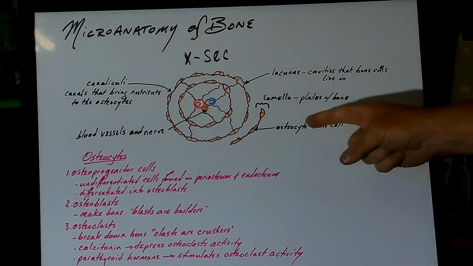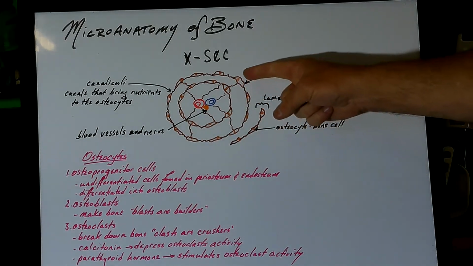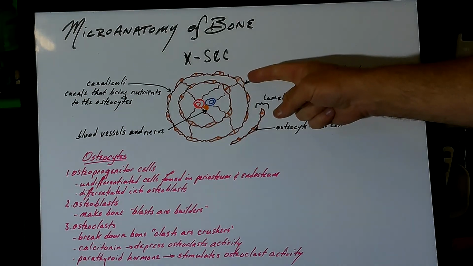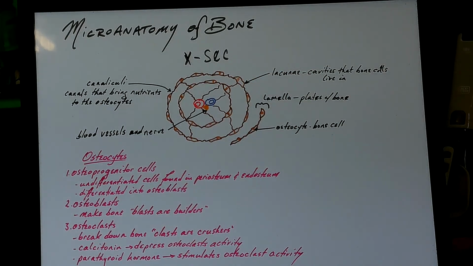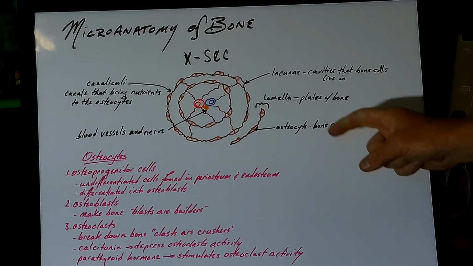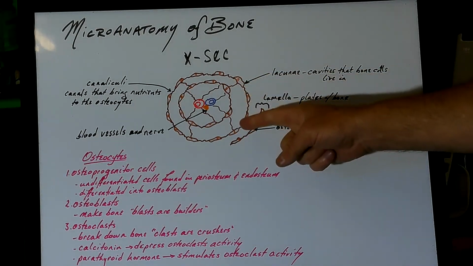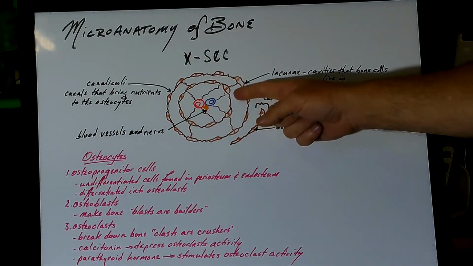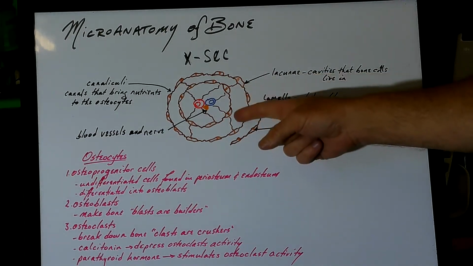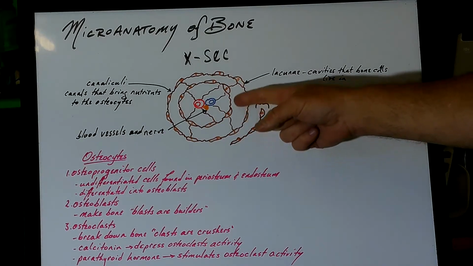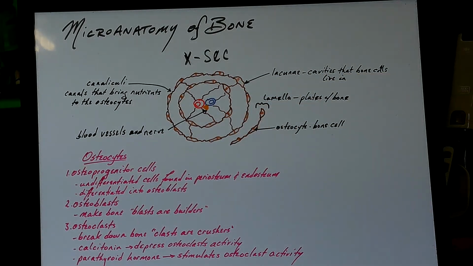And then what we would see are these cavities, and inside these cavities are the osteocytes, the bone cells. The cavities themselves are called lacunae. And notice that all of the lacunae are connected because in the shaft of the bone, this is going to be very dense right here. This is going to be calcium phosphate. It's compact bone, and so nutrients cannot travel through compact bone.